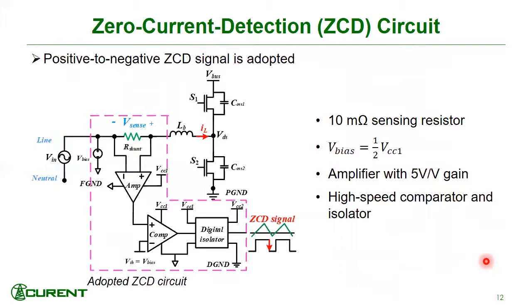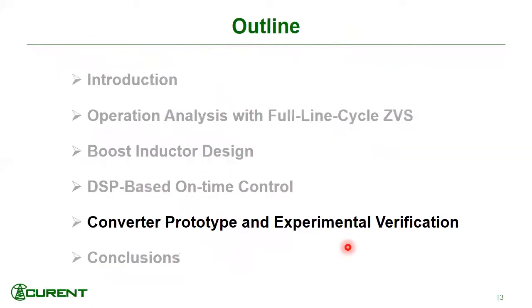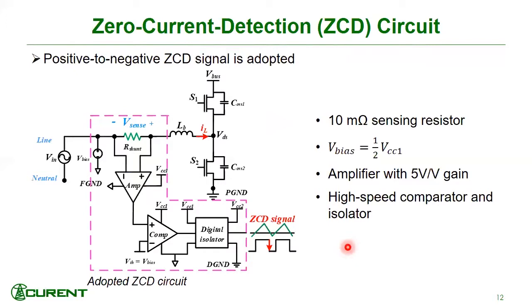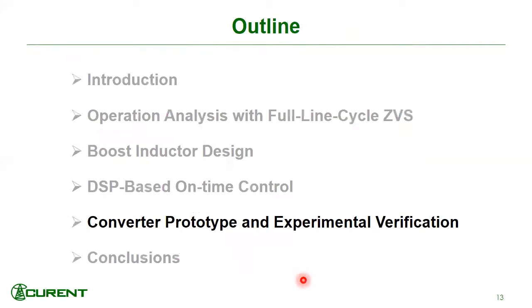Since the zero current detection signal is critical for the converter, we designed the ZCD circuit based on a sensing resistor. You can see the sensing resistor is connected in series along the input power line. To reduce the conduction loss, we use a 10-milliohm sensing resistor, followed by an amplifier to get a larger signal. Because this signal is actually an AC signal, we add a bias voltage to lift it up so that we can avoid negative power supplies in the circuit. To generate the ZCD signal, and also to reduce the propagation delay, we use a high bandwidth comparator and isolators in the loop. So with all this done, we build a converter prototype and verify it.